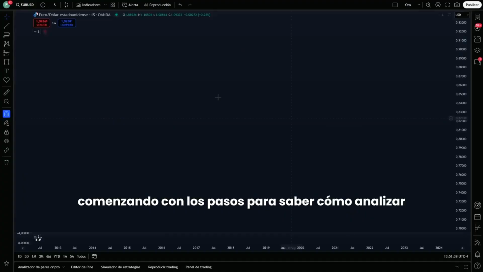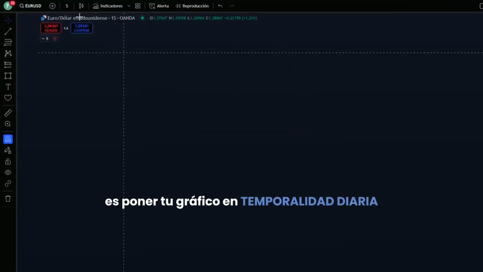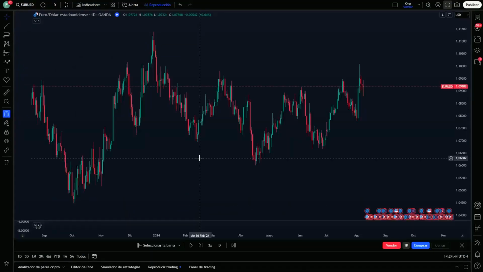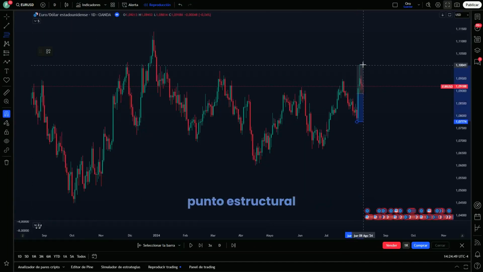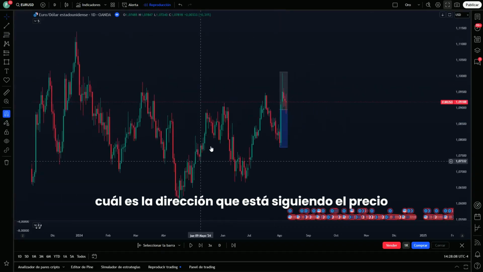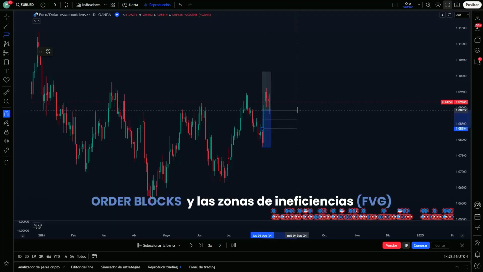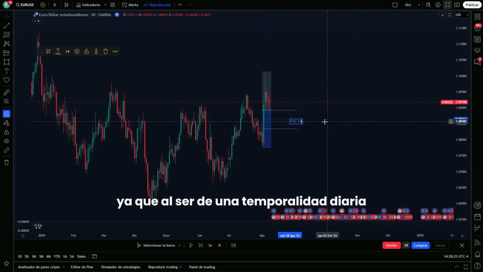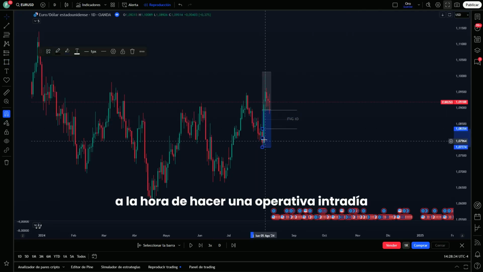Starting with the steps to analyze a chart for trading, the first thing you need to do is set your chart to the daily time frame. This will give us a more macro view of how the asset is behaving. We'll mark our last structural point. This framework will give us information about the direction the price is following on the higher time frame. We'll also mark the order blocks and inefficiency zones closest to the current price. Since they're on a daily time frame, they're usually very relevant for intraday trading.